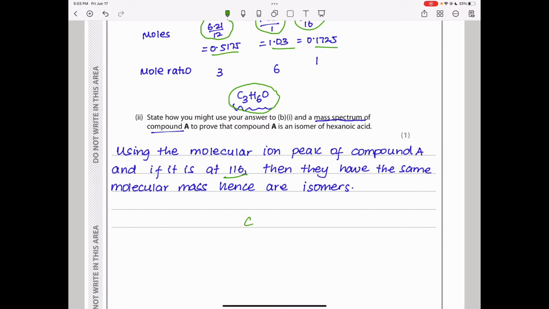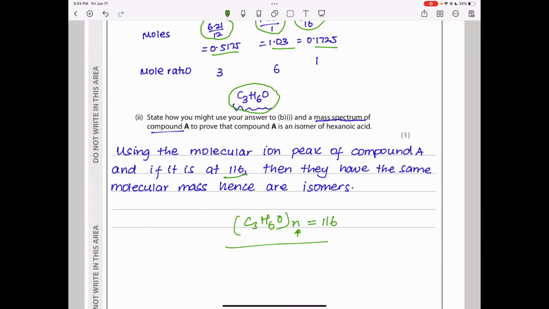We will get the molecular ion peak and then use this. So you can say C3H6O times n is equal to 116 and find out the possible value of n. Then you can multiply that n with the carbon, hydrogen and oxygen to find the molecular formula. However, in this case, if we want to prove that A is an isomer of hexanoic acid, we will use the molecular ion peak of compound A. And if it's 116, then we have the same molecular mass, and therefore it's going to be an isomer. That is going to be perfect.